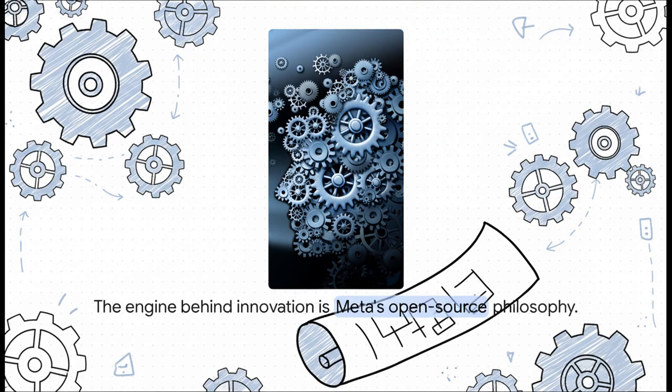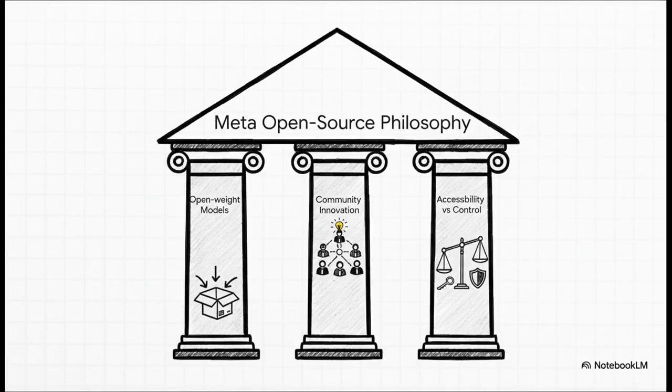So, what's the engine driving all of this? How is all this innovation and integration happening so fast? Well, it really all comes down to a core idea at Meta, an open source philosophy. All these complex gears are working together because the blueprints are being shared with the entire world. And this whole approach really has 3 key parts.